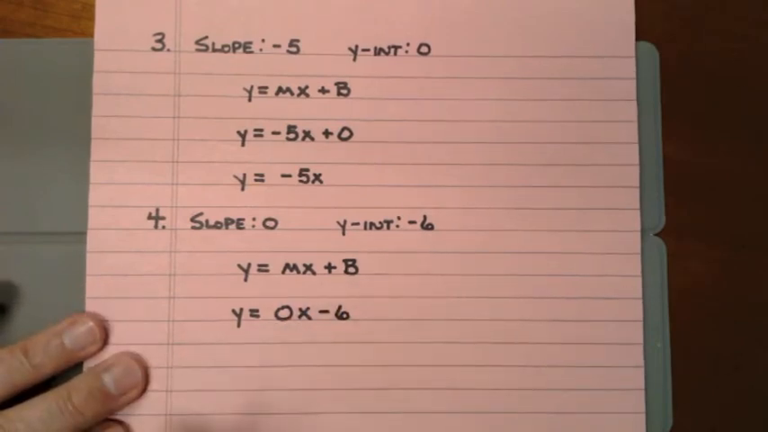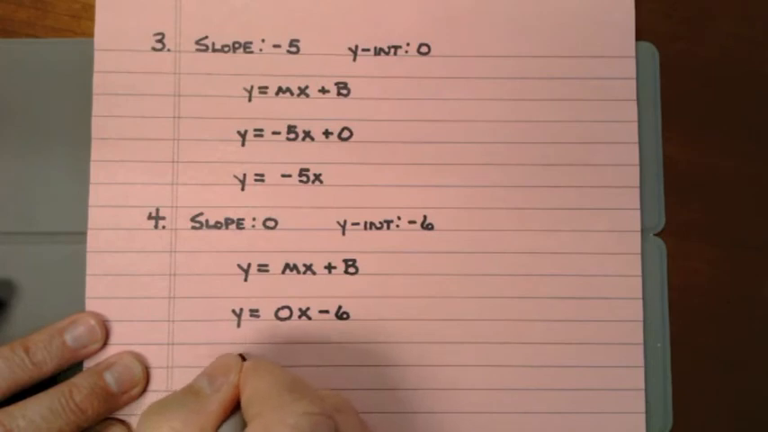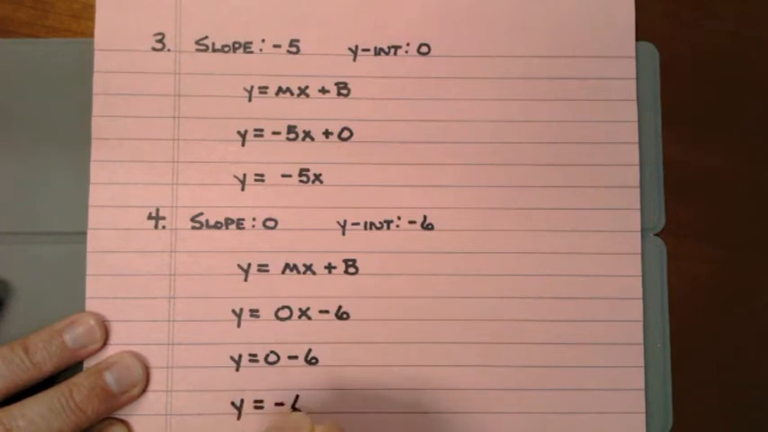Again, we're not supposed to write zeros. One way of looking at this is 0 times x. What's 0 times x? That's 0. What's 0 minus 6? Y is equal to -6. That's the equation of this line.